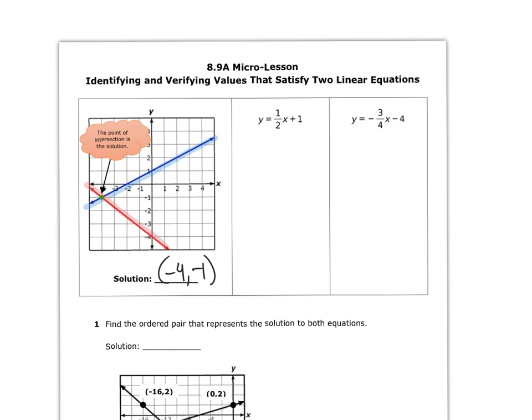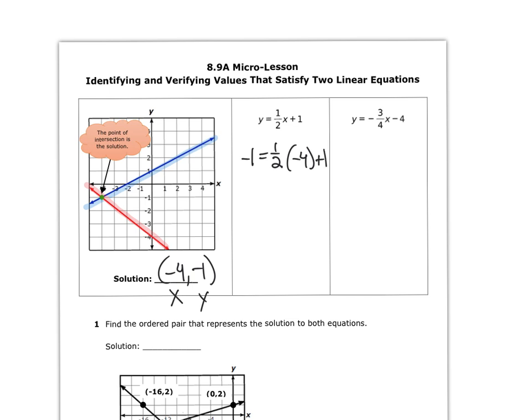Let's take a look algebraically at what that means. So I have two equations here. y equals 1/2 x plus 1, and y equals -3/4 x minus 4. What I want to do is substitute my solution into both of those equations. Remember, my x is first, and then my y. So for this first equation, I'm going to write -1 equals 1/2 times -4 plus 1, just like that.